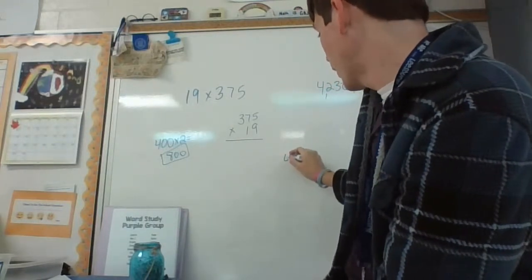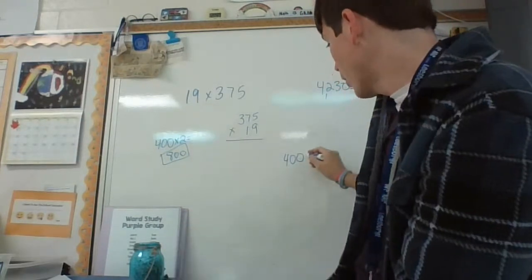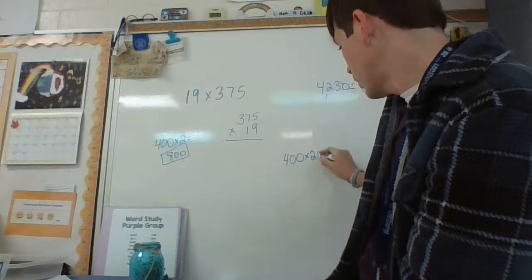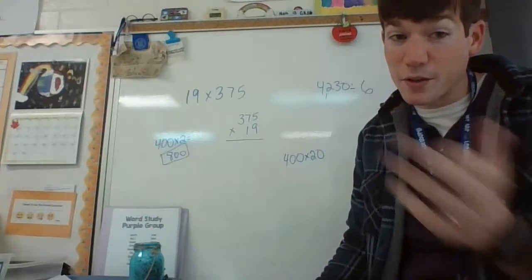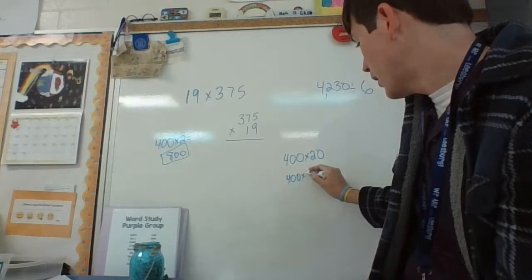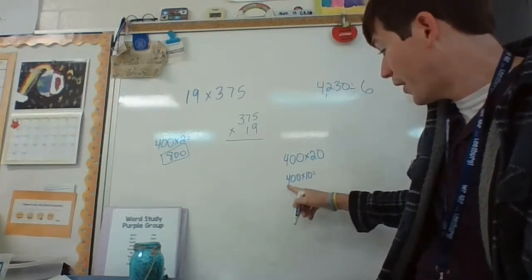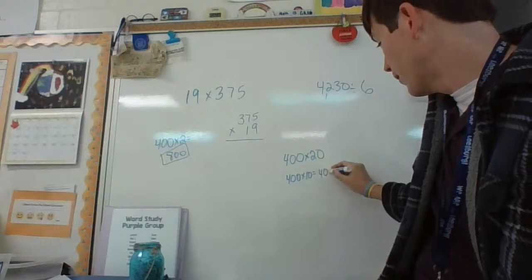So let's do 400. And then what if this instead of 19 were 20? So 400 times 20. Now, you may not know 400 times 20 right off the top of your head, but you might because we talked about it last week. 400 times 10, remember we can just say 400 times 1 and then add a 0 at the end. It's 4,000.